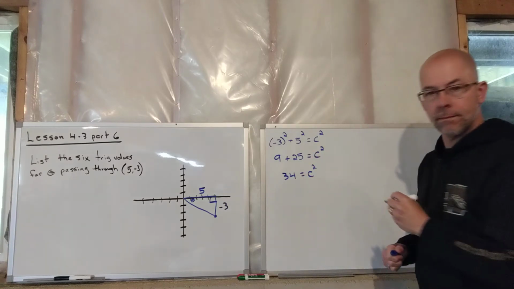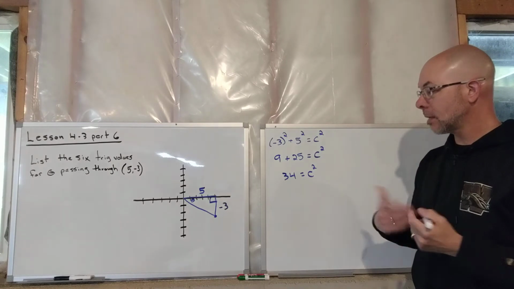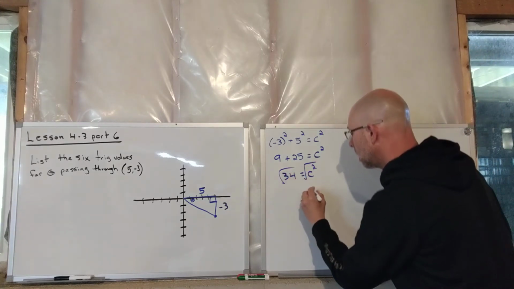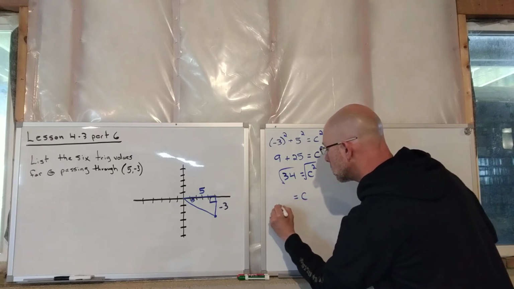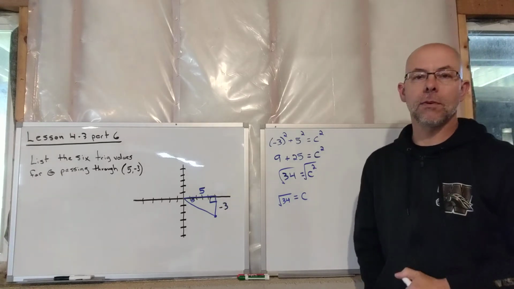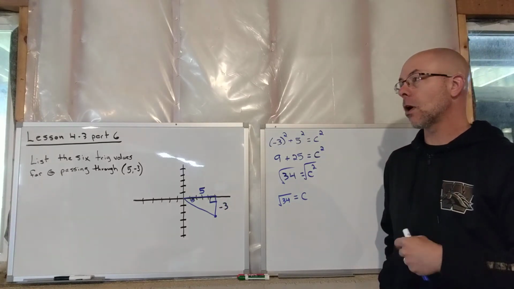That's c squared. I'm not interested in c squared. I'm interested in c. So I square root both sides, and I get c equals the square root of 34. Now it is my job to try to break that down, if it breaks down, meaning does a perfect square number go into it evenly?